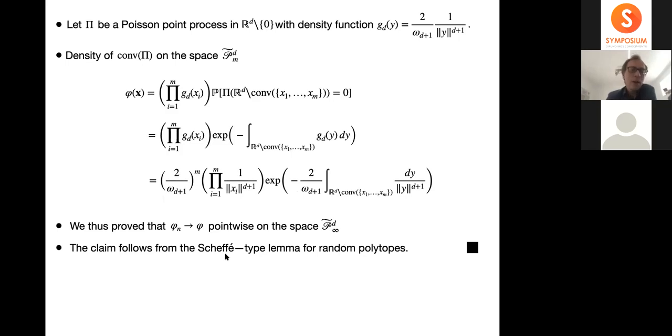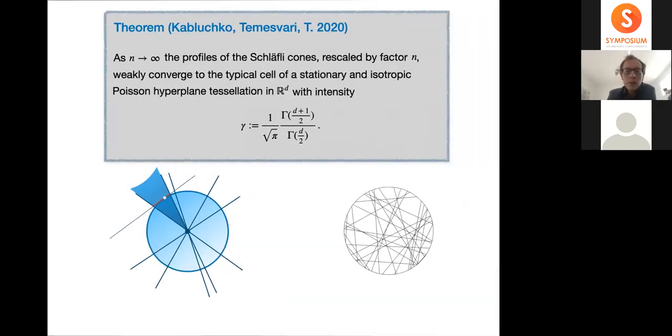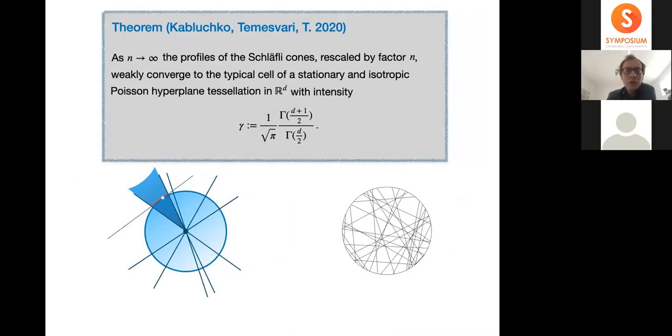And now our claim follows from the Schläfli lemma. So this is, I think, a really nice argument for how to tackle weak convergence of random polytopes. And in a sense, if you look at these profiles of the cone, also weak convergence of the random cones. So again, here's our result that I convinced you should be true.